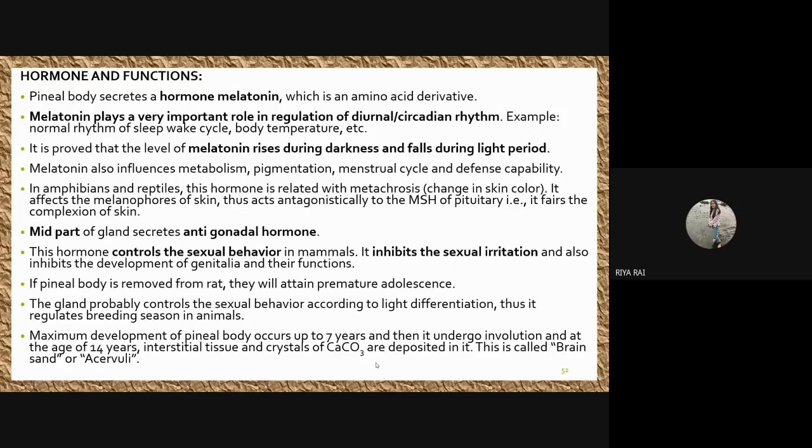It is proved that the level of melatonin rises during darkness and falls during the light period. Melatonin also influences and helps in different processes like metabolism, pigmentation, menstrual cycle, and defense capability.